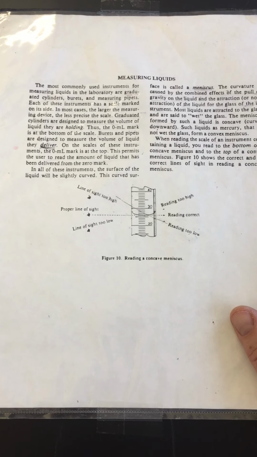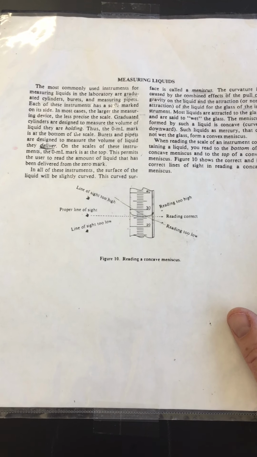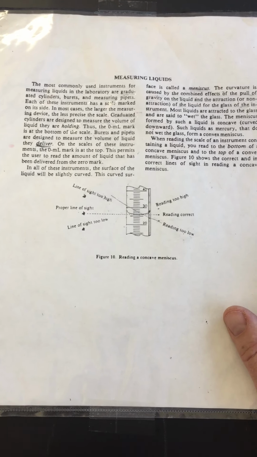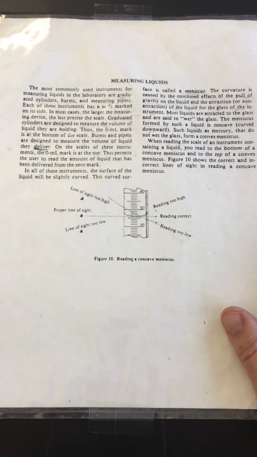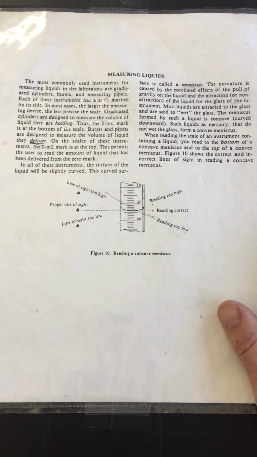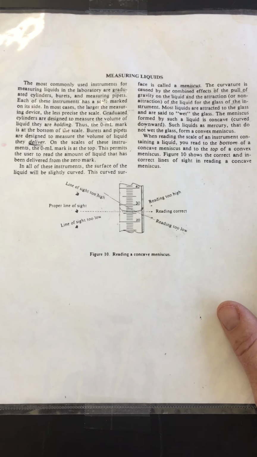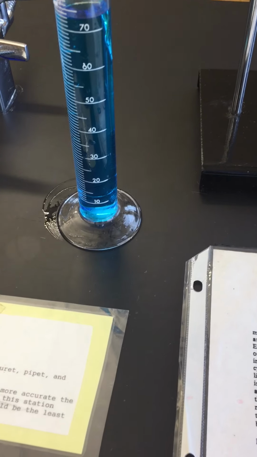Each of these instruments has a scale marked on its side. In most cases, the larger the measuring device, the less precise the scale. Graduated cylinders are designed to measure the volume of liquid they are holding. Thus, the 0 milliliter mark is at the bottom of the scale. You can see that just by looking at the graduated cylinder. 0 is at the bottom.